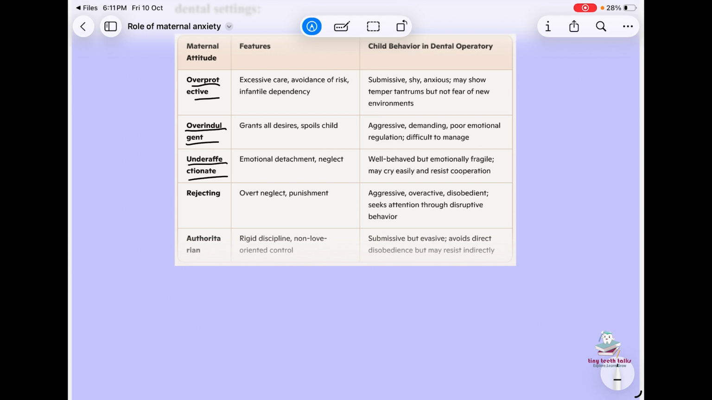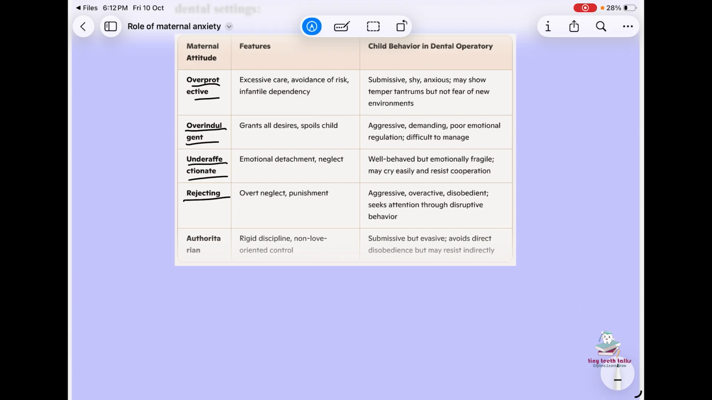If the maternal attitude is rejecting, then the mother might overtly neglect and give punishment. So she doesn't want the child, may punish or ignore them. The child might be aggressive, overactive, disobedient, seeks attention through disruptive behavior.